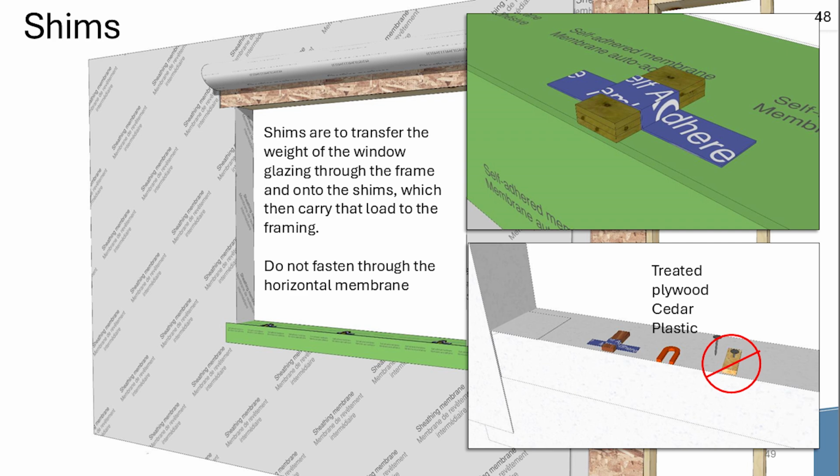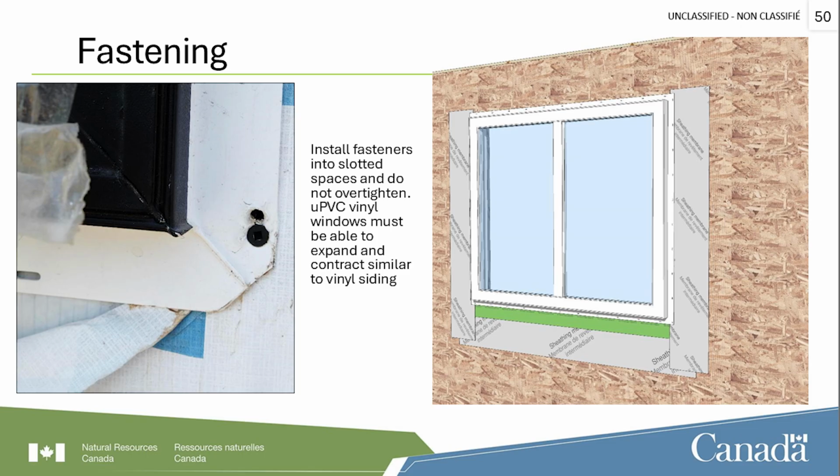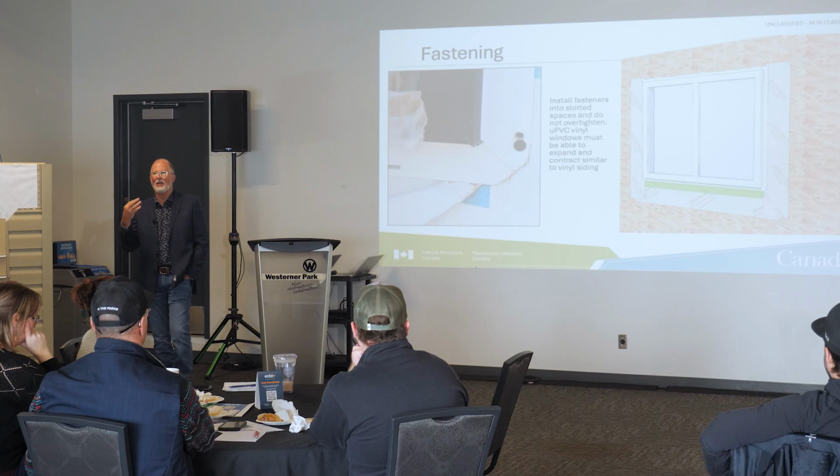And then your shims, making sure you get the appropriate shims. Windows installed, making sure you have the appropriate space up and down. Making sure the fastening is done right, right? What's the hole for in the window? Expansion and contraction. The window's going to move a ton.